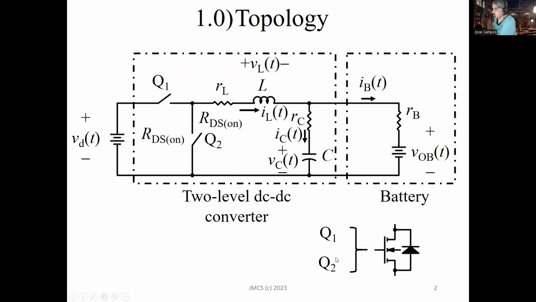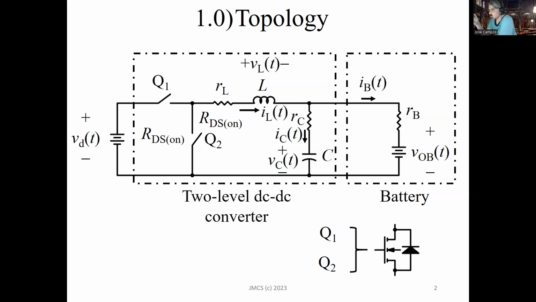Okay. First of all, here we have the topology that we will discuss. As you can see, this battery charger is configured using a typical two-level DC converter, whose load is a battery. This two-level DC converter is configured using two switches, labeled as Q1 and Q2.